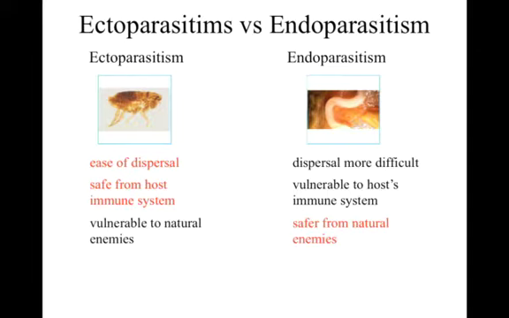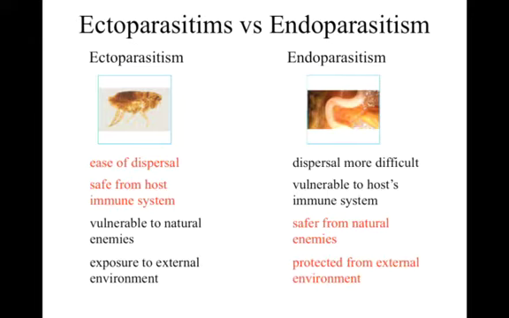On the other hand, endoparasites are actually safer from natural enemies. If you're an ectoparasite living on the surface of an animal, nothing's protecting you from the other stuff around you that might pick you off and eat you. So ectoparasites can actually be picked off by the host and eaten. But that's a lot more difficult for endoparasites because they're inside the host. So yes, they have to deal with the immune system, but they don't have to deal with other things that are trying to get them from the outside.